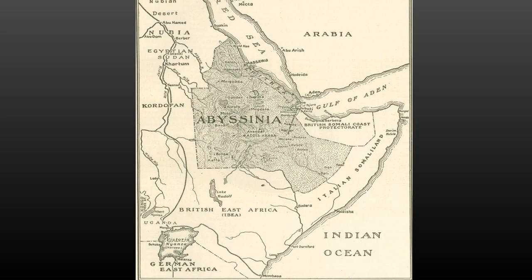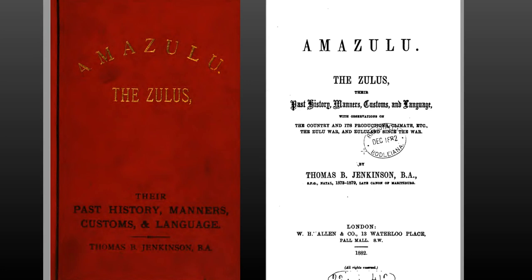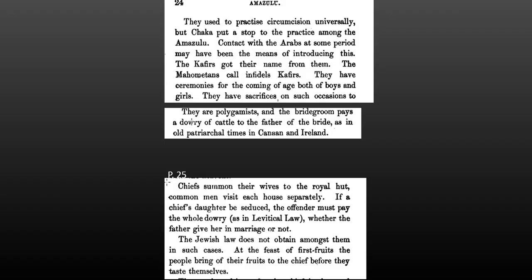So here is a map of Abyssinia, and this encompassed modern day Ethiopia as well. And we know, according to previous documents that we shared and the maps that we shared in previous videos, that there were many Jews between Abyssinia and the Congo. So that's well documented. So we have here Amazulu, the Zulu, by Thomas Jenkinson. Now this is concerning the Zulus and the evidence that they as well are Hebrews, and the fact that they have been in Africa for such a long time indicates that they as well were part of the 10 tribes that went into Africa via the exile by the Assyrians.